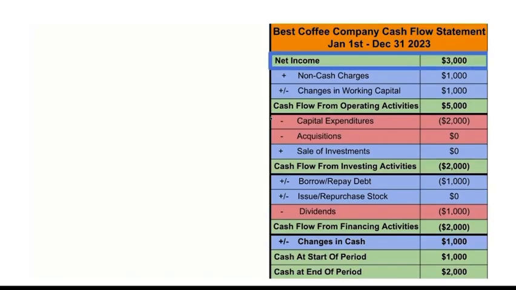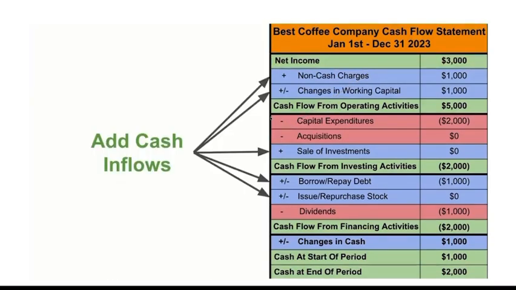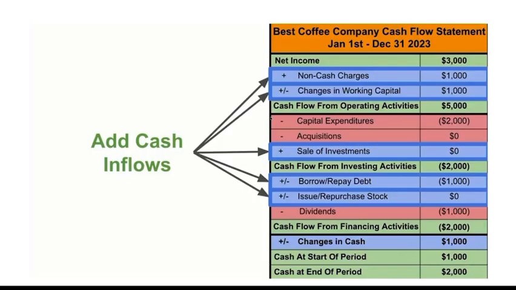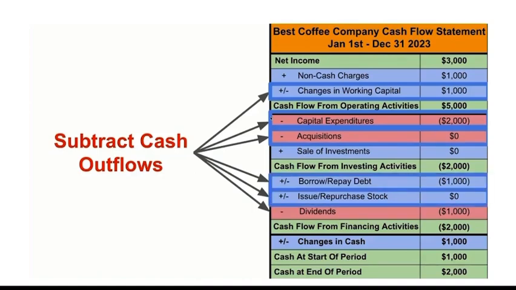Now, the very top line of the cash flow statement is net income, which is taken directly from the bottom line of the income statement, showing one way that these financial statements are linked together. Now, from net income, we first have to add back in all the various sources of cash inflows that a company could have. These could be related to non-cash charges, changes in working capital, selling investments, issuing debt, or issuing stock. We next have to then subtract out all the various cash outflows that a business could have, which come from things like changes in working capital, capital expenditures, making acquisitions, repaying debt, repurchasing stock, or paying a dividend.